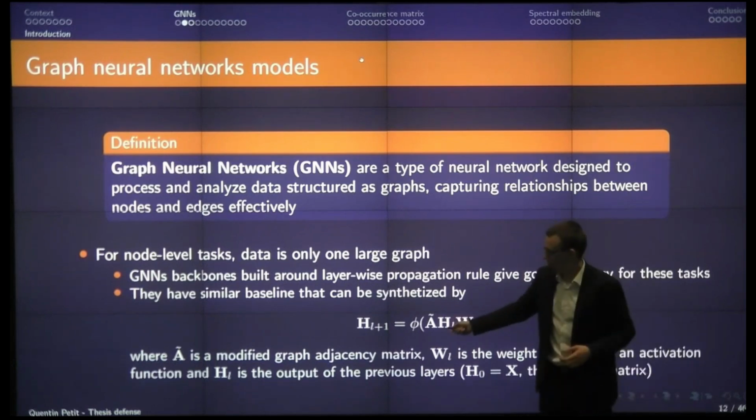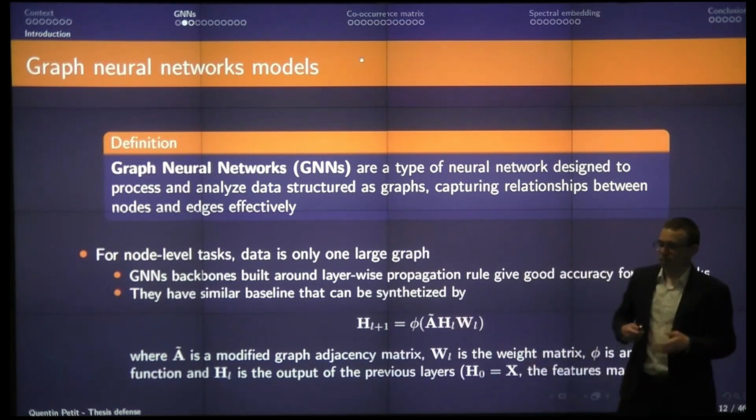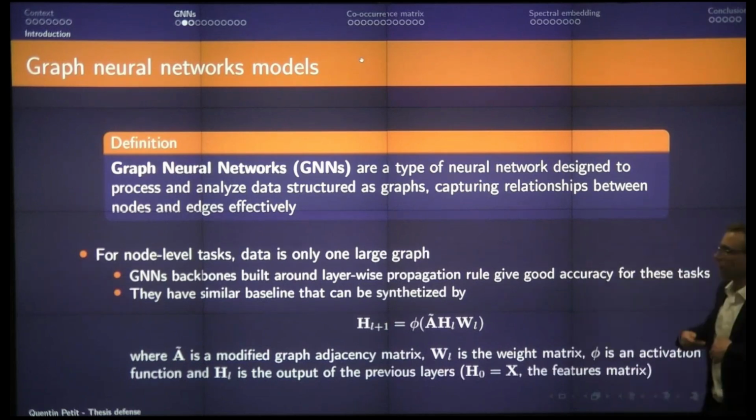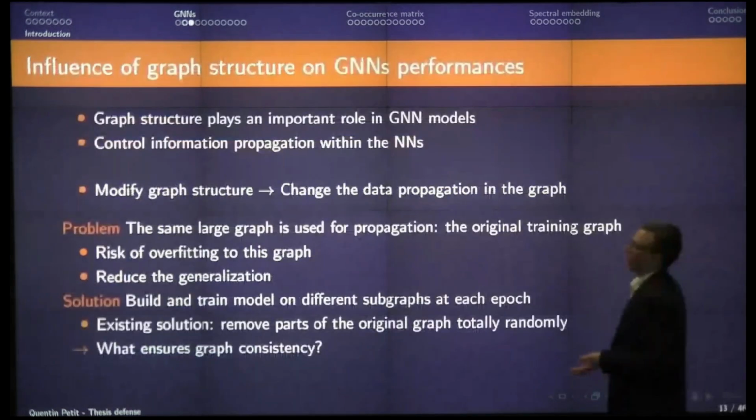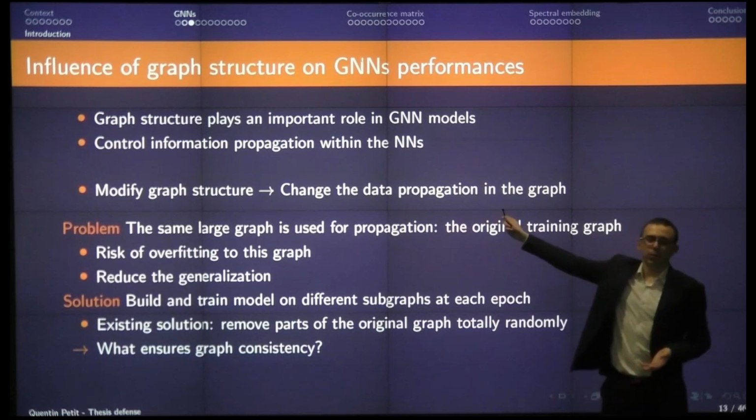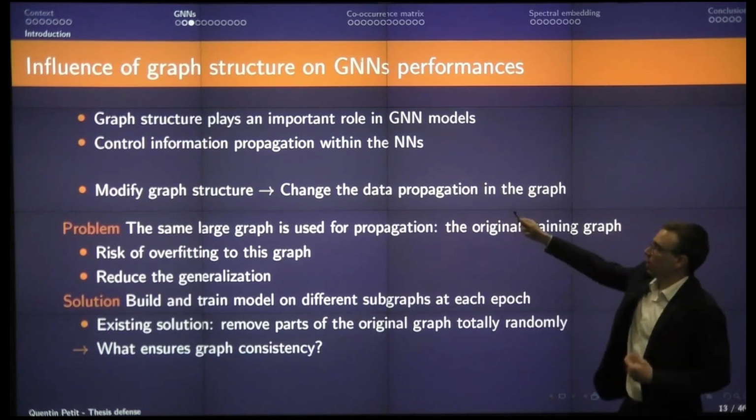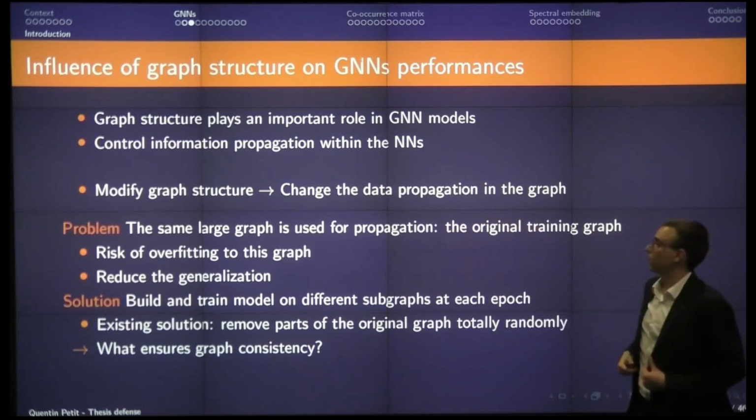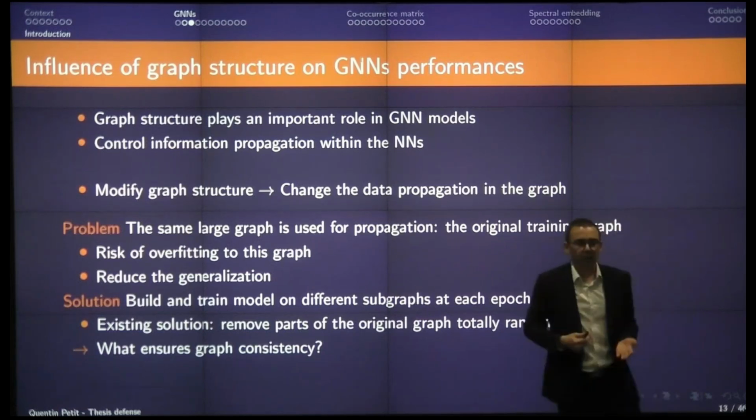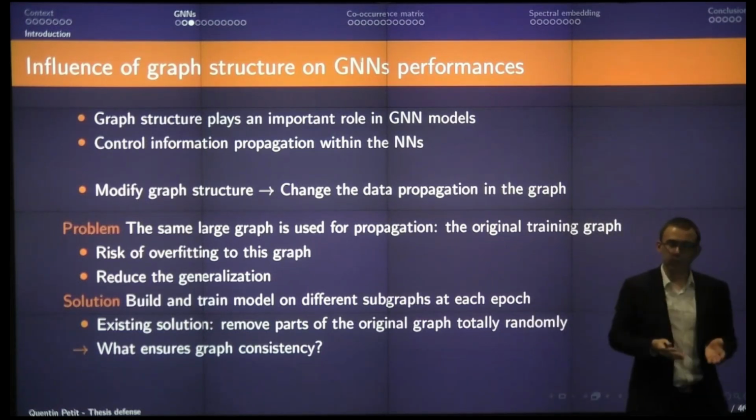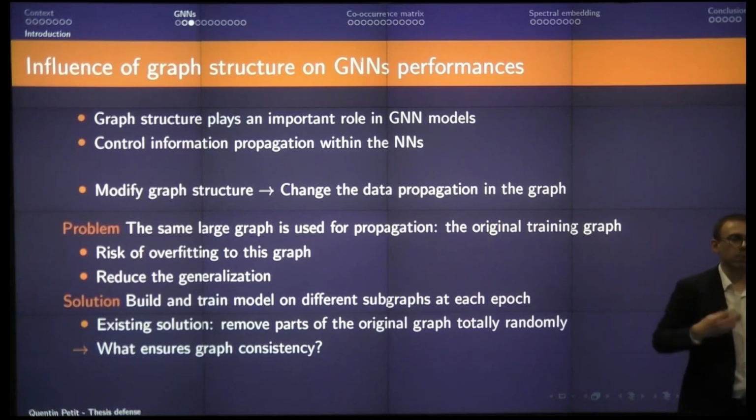Here we use the adjacency matrix, which is the matrix that represents the structure of the graph, to control how the information will be propagated. So the graph structure plays an important role in graph neural networks, and it controls how the information propagates. So modifying the graph will also modify how the information is propagated inside the graph.